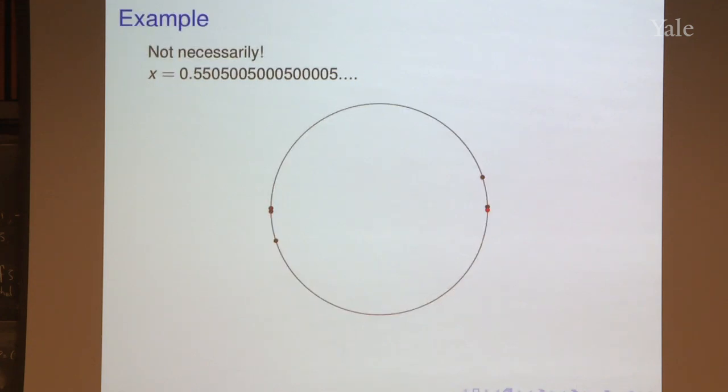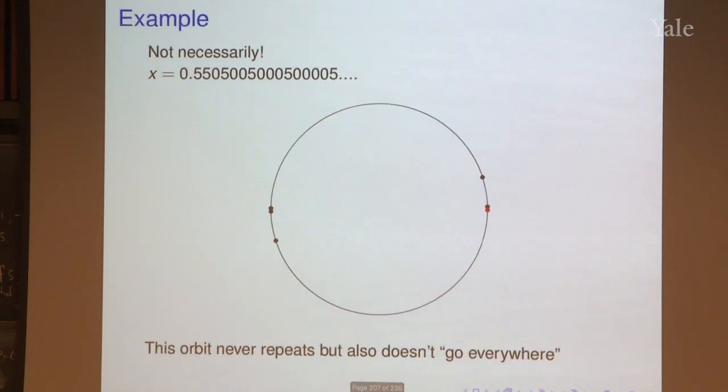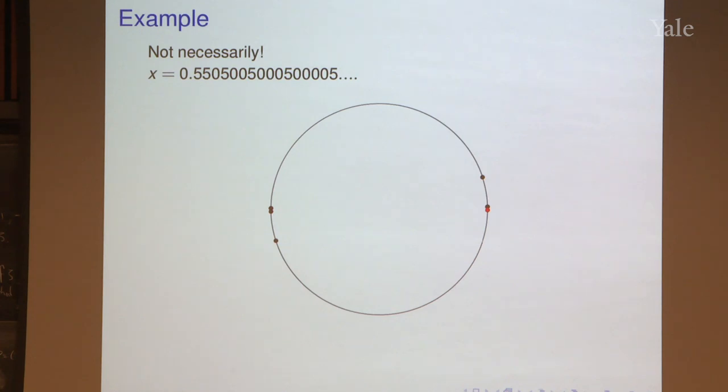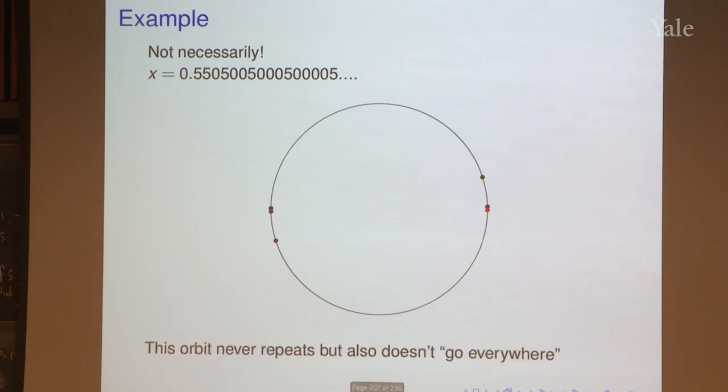And that's basically all you can see after that. So it looks like it's repeating the same points over and over, but it's actually not. It's just that these points are getting really close together. So it keeps bouncing back and forth between these two sides of the circle, and it keeps getting closer and closer to just a handful of points. And it'll never leave this region. So this is an irrational number, the orbit of which never repeats itself. It has infinitely many points. But we can see that really it's not very dense in the circle at all. So this orbit never repeats, but also doesn't go everywhere.